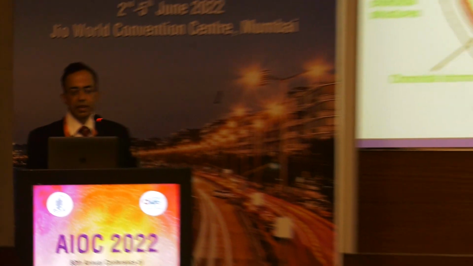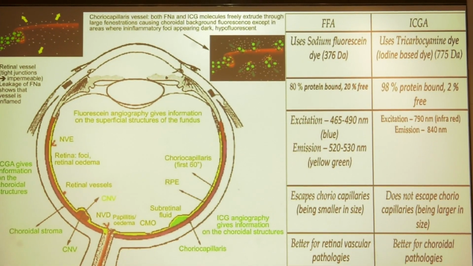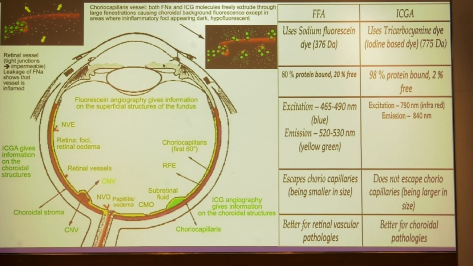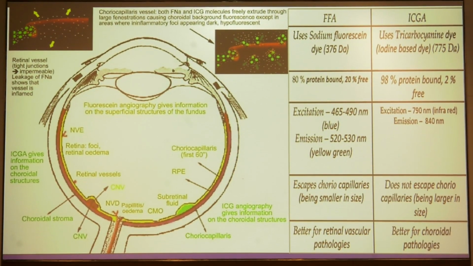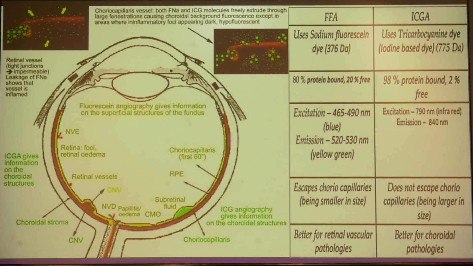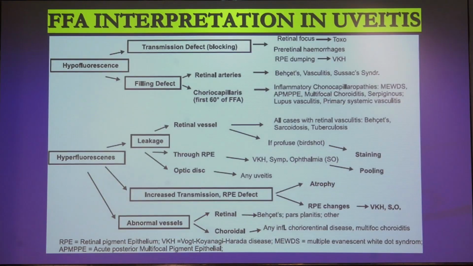We all know that FFA and ICG have certain differences. Fluorescein is mostly protein bound, 80%, and 20% is free, whereas ICG is about 98% protein bound, only 2% free. That's why fluorescein escapes the choriocapillaris and causes a lot of leakage, hiding the underlying details, whereas ICG does not escape, and that is why it is better for choroidal pathologies.